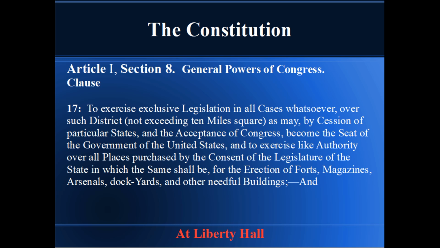Article 1, Section 8. General Powers of Congress. Clause 17. To exercise exclusive legislation in all cases whatsoever over such district, not exceeding 10 miles square, as may, by cession of particular states and the acceptance of Congress, become the seat of the government of the United States, and to exercise like authority over all places purchased by the consent of the legislature of the state in which the same shall be, for the erection of forts, magazines, arsenals, dockyards, and other needful buildings.